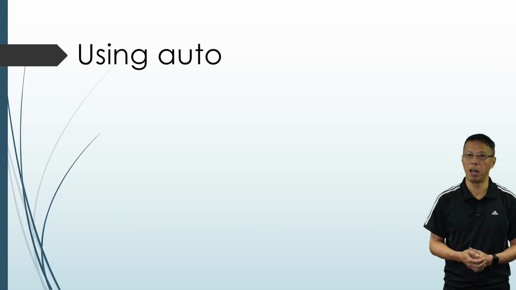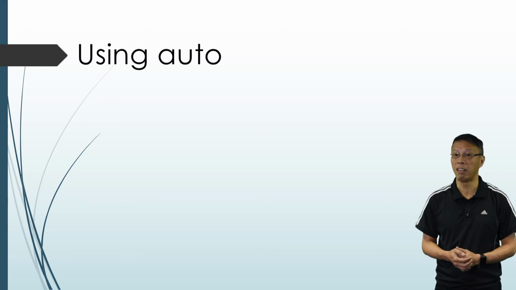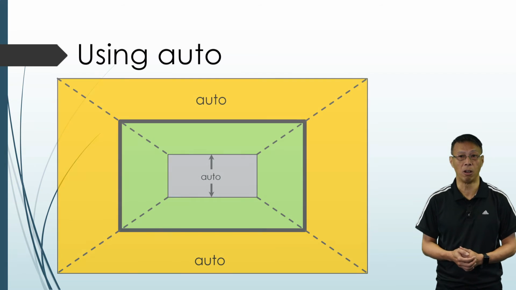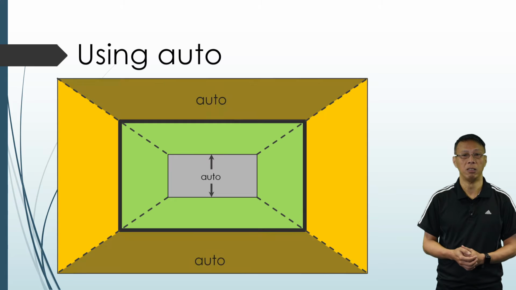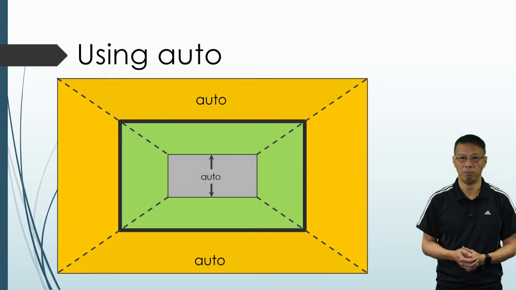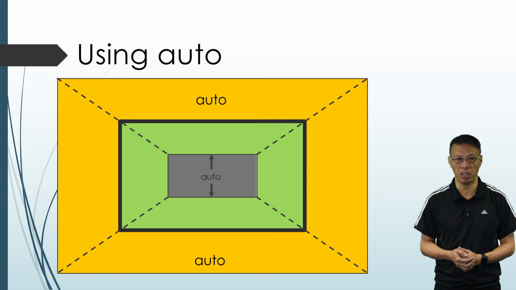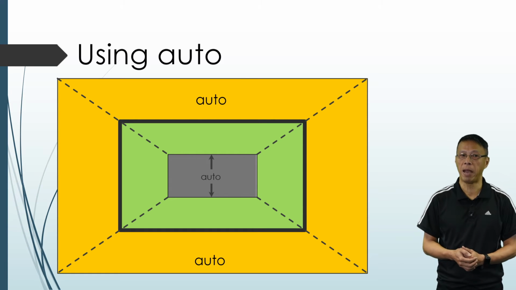Now, auto can be applied to heights also. But notice that there are only two things that you can set to auto for the heights. One is the margins of the auto heights, the top and bottom margins, and the other is the content. The top and the bottom paddings and the borders default to a width of 0.